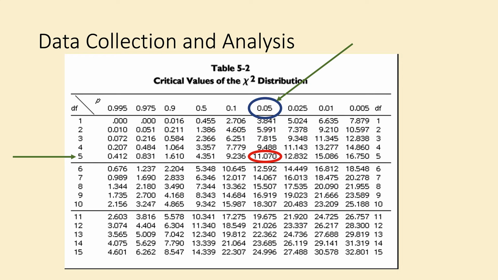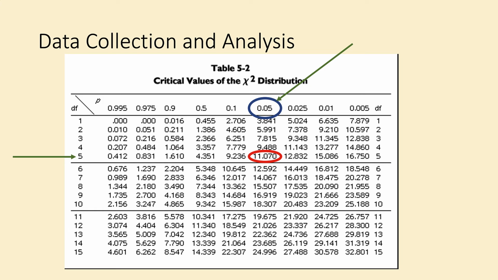If we use this p-value, we can look up the chi-square critical value that we can use to gauge whether or not our results are different enough to be considered significant. Our sample size was 6, so what we do is subtract 1 from 6 to give us the degrees of freedom, which you can see by the green arrow is 5.